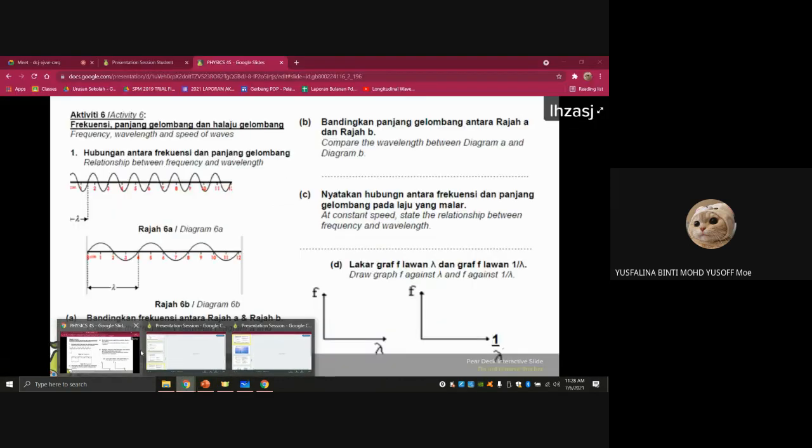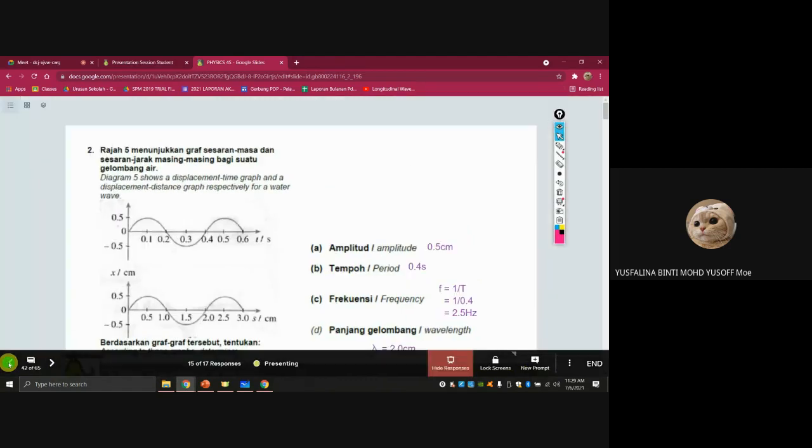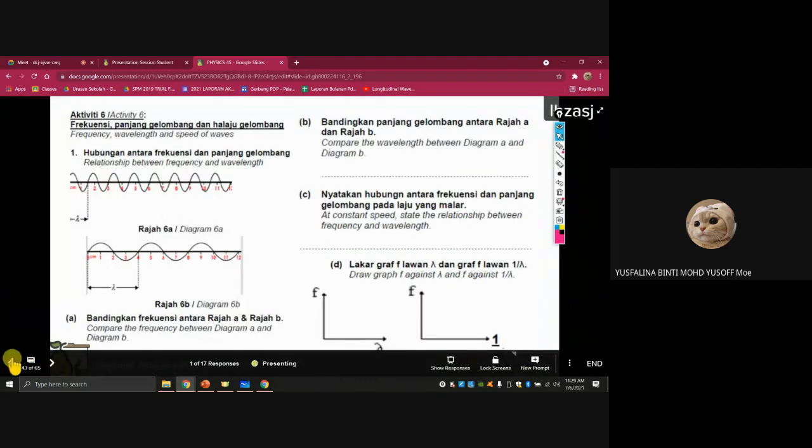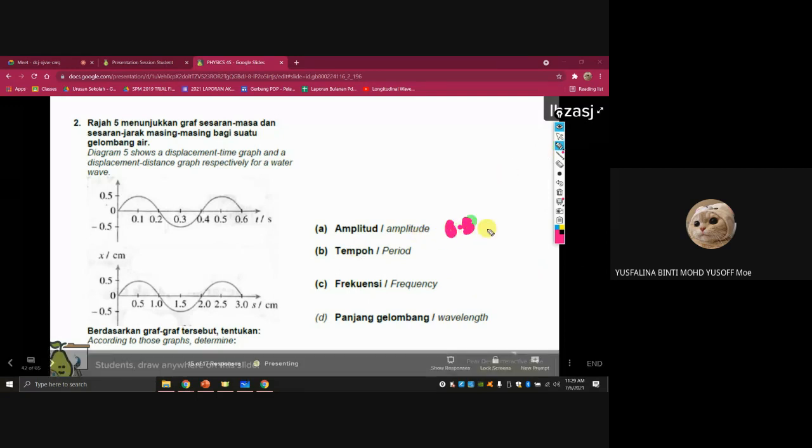Okay, so let's see the answer. Did I change the slide? Yes. Sorry, I changed the slide, is it? Okay, so let's try to answer this one. What is the amplitude here? So the amplitude is 0.5 cm.